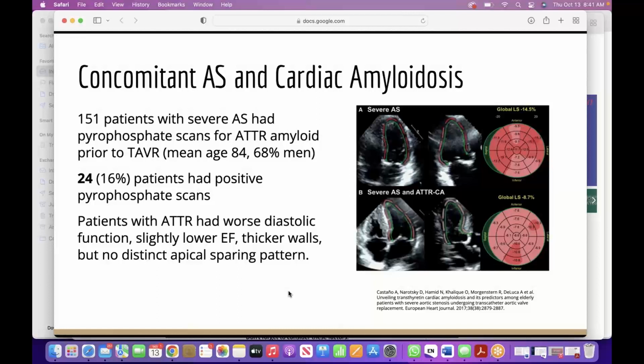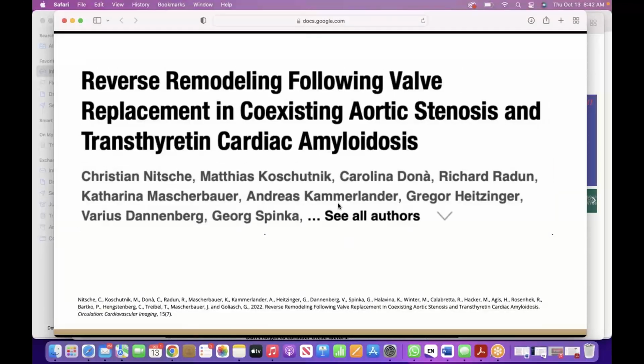And I think it's important on echo. These patients with ATTR have worse diastolic function, slightly lower ejection fraction, and thicker walls, but they also don't have an apical sparing pattern on their echoes necessarily. So this paper published in the European Heart Journal shows above how in patients with both severe AS and amyloid, that cherry on top global longitudinal strain pattern is not at all observed.